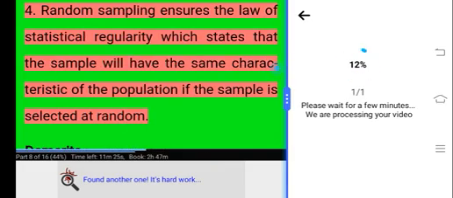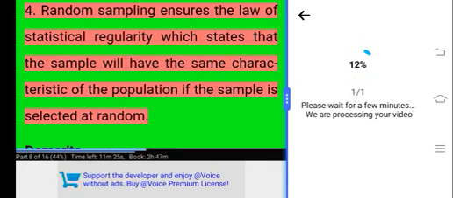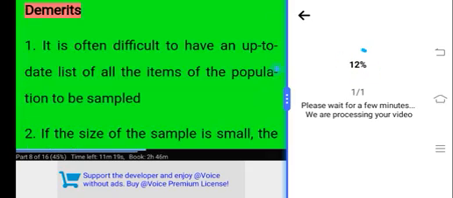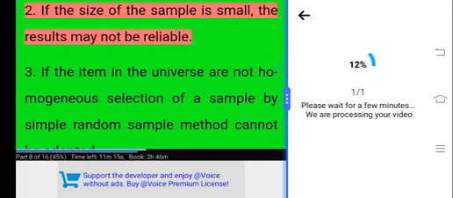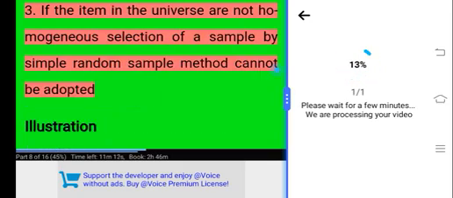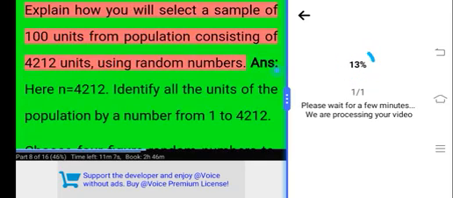4. Random sampling ensures the law of statistical regularity, which states that the sample will have the same characteristics of the population if the sample is selected at random. Demerits. 1. It is difficult to have an up-to-date list of all the items of the population to be sampled. 2. If the size of the sample is small, the results may not be reliable. 3. If the items in the universe are not homogeneous, selection of a sample by the simple random sample method cannot be adopted.